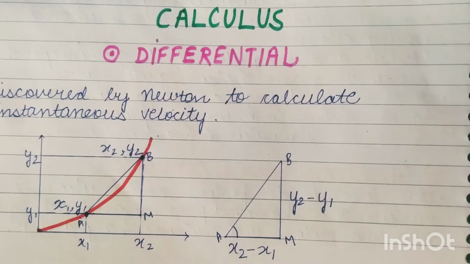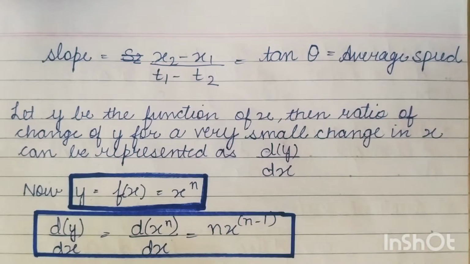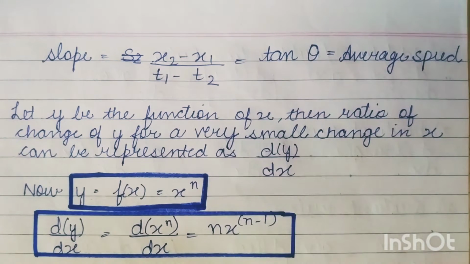So when you observe clearly, you will see that y2 minus y1 upon x2 minus x1 is nothing but tan A. You have remembered from class 10th. So in place of y2 minus y1, I have placed x2 minus x1, and in place of x2 minus x1, I have placed time, that is t2 minus t1. So this is nothing but tan theta, and tan theta is your average speed.